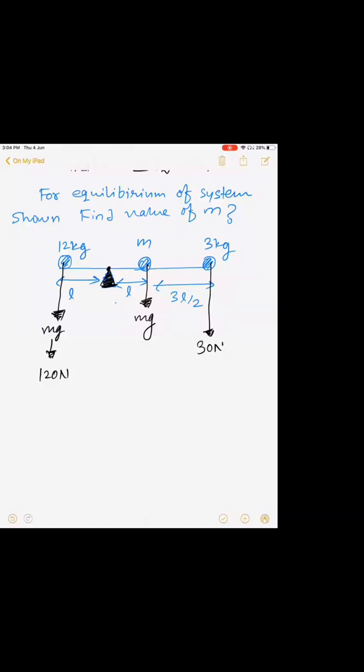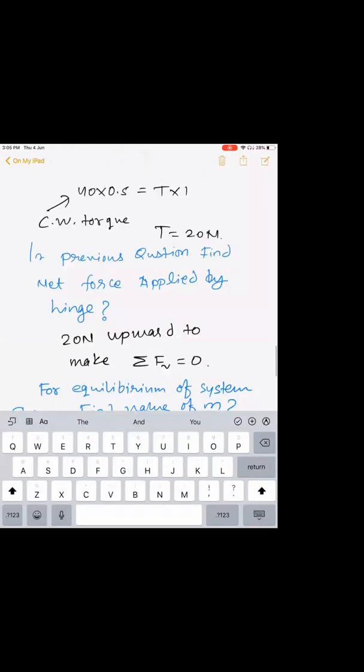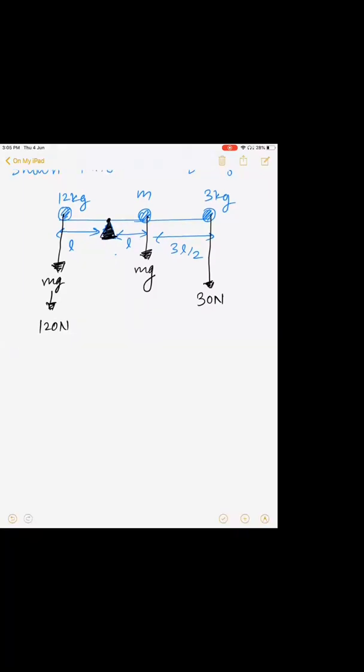Now for equilibrium, net torque must be 0, right? For equilibrium of system, net torque must be 0. So net clockwise torque must be equal to net anti-clockwise torque. 120 Newton will try to rotate it in the anti-clockwise direction, right? And mg and 30 Newton will try to make it rotate clockwise. Agree? Now let's make net torque 0.